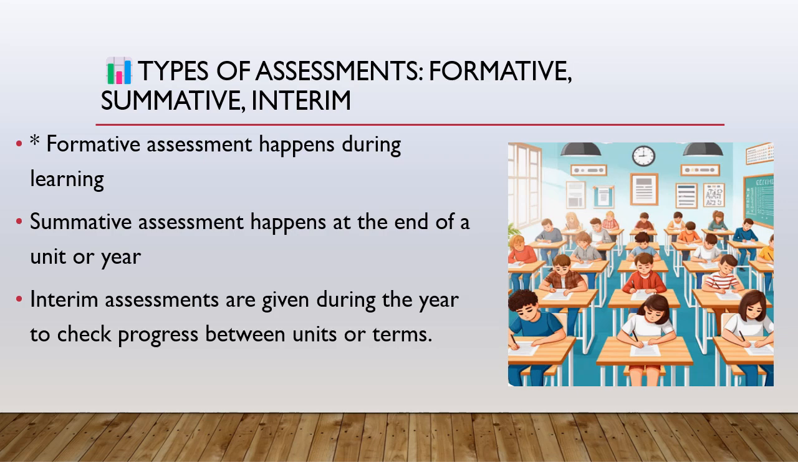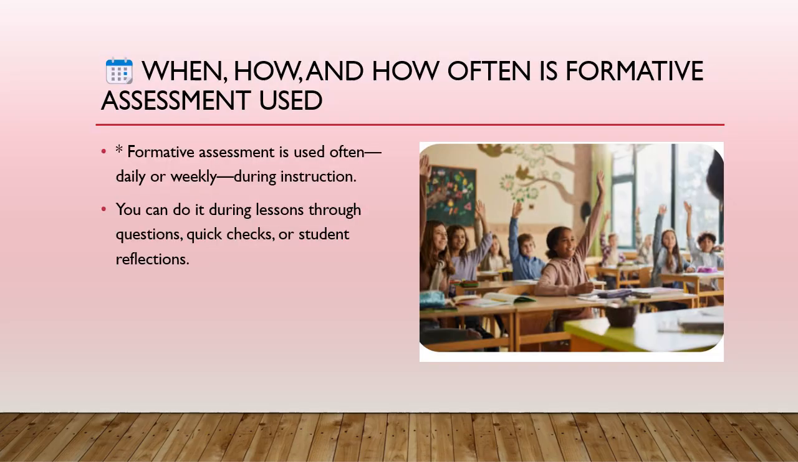Types of assessment: formative, summative, interim. Formative assessment happens during learning to give feedback. Example, exit tickets or observations. Summative assessment happens at the end of the unit or year to measure what students learned. Example, state test. Interim assessments are given during the year to check progress between units or terms.